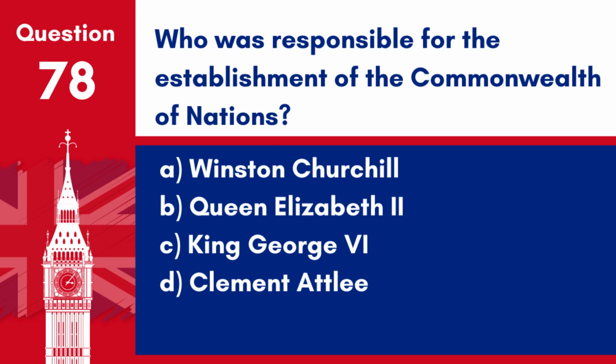Answer. C. King George VI. The Commonwealth of Nations was established through the London Declaration in 1949 during the reign of King George VI, transitioning from the British Empire to a free association of independent member states.